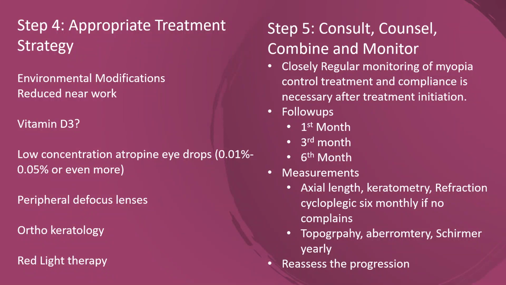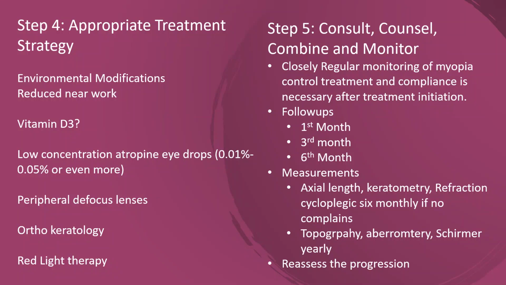So the follow-up is very, very important. You have to closely monitor them. First of all, if you give drops, you have to follow them up very quickly, very closely: first week, first month, 3 months, 6 months. Some measurements you have to take, like axial length and keratometric refraction, 6 monthly. If there are no complaints, pupil size is equally important if you are giving atropine. Reassess the progression, redecide the target. It is very similar to glaucoma, where you keep on changing your protocol depending on how much the progression is and how the patient is improving in terms of no progression.